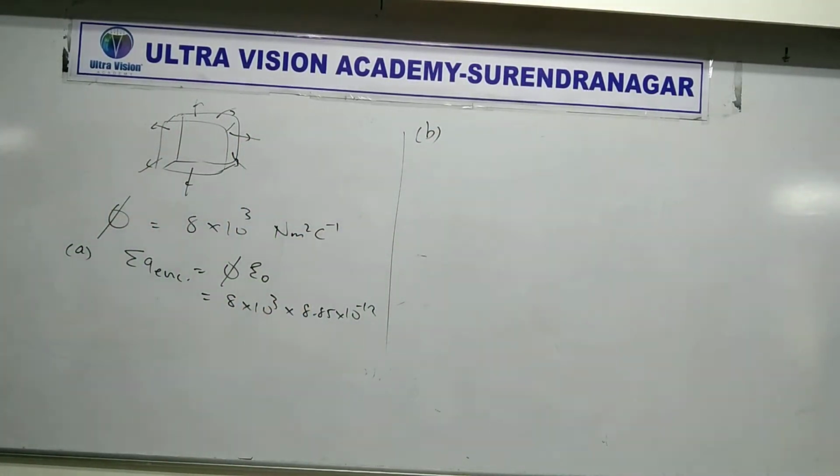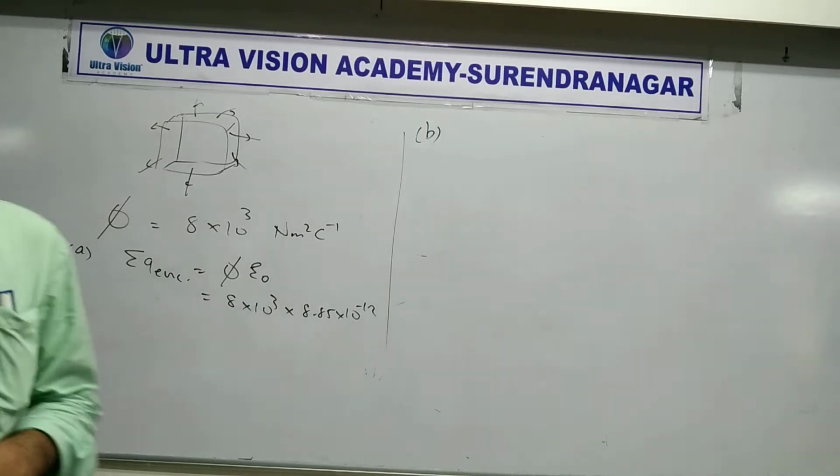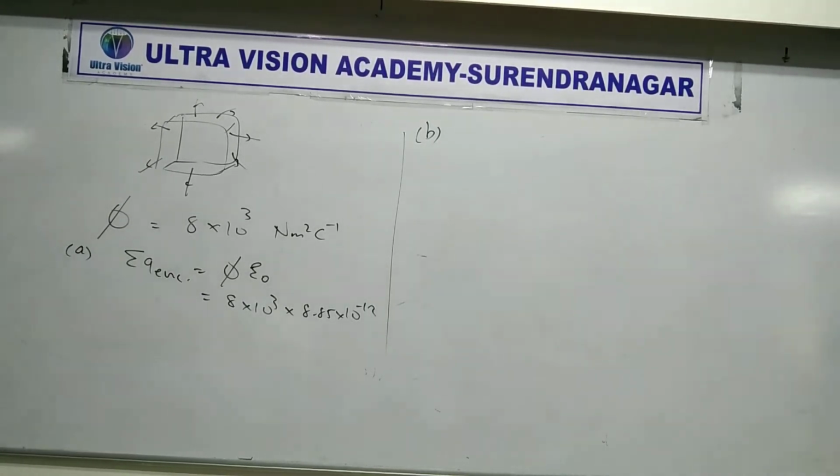Part B. Do calculations at your own time, everyone. We will proceed. If the net outward flux through the surface of the box were zero, could you conclude that there were no charges inside the box? Why or why not?